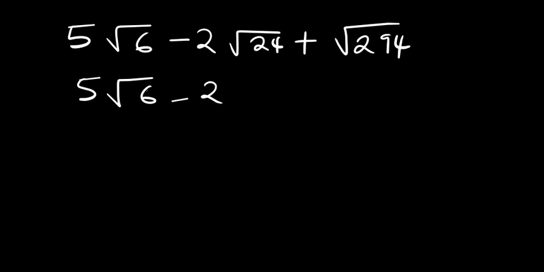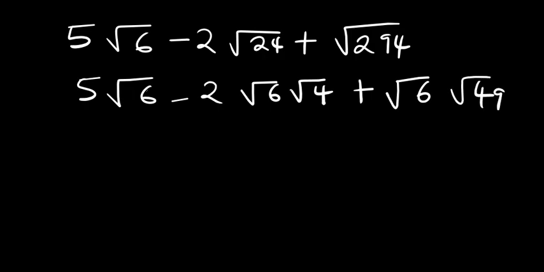So in this case, I'm going to have the square root of 6 multiplied by the square root of 4. Plus, when I come to the other side, 294, I multiply 6 by 49 to give me that. So I'm going to have the square root of 6 multiplied by the square root of 49. Then I solve.